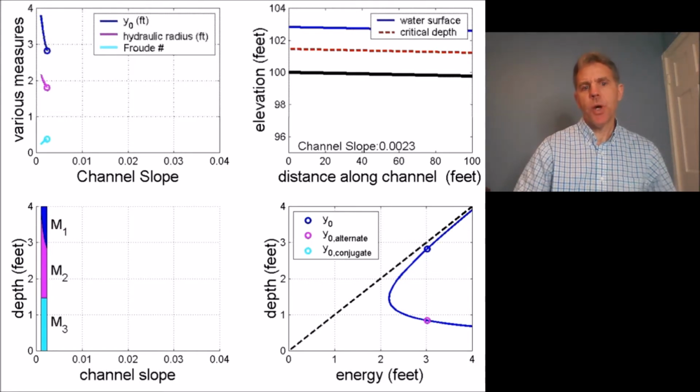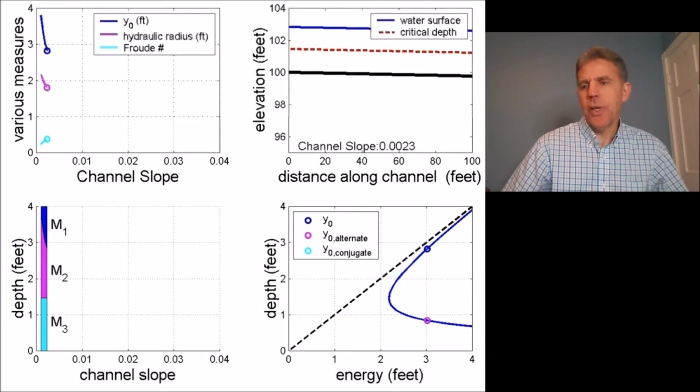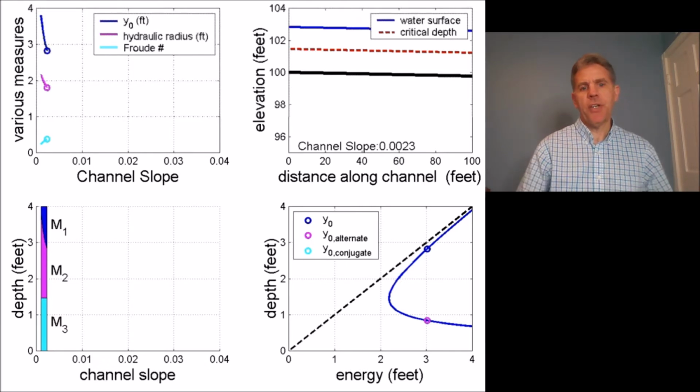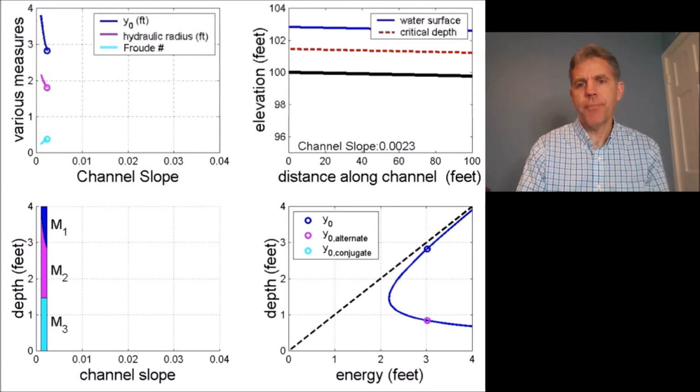This animation is one in a series of videos I've made that examines how normal depth varies with several different channel or flow properties. Here we examine the role of channel slope. Before we start this animation, let's first go over the different subfigures that you see on the screen.